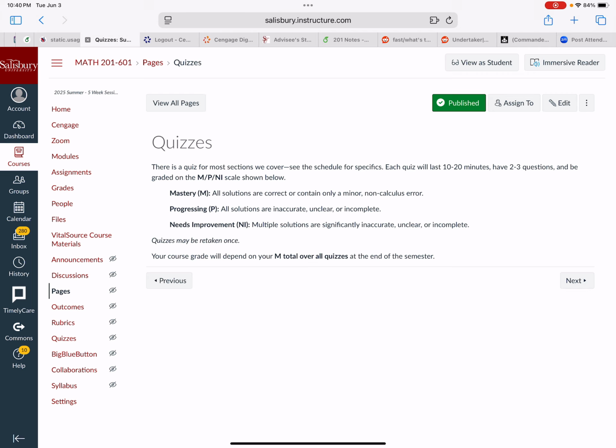Very high standard, right? Because the only way to improve your grade is to get a mastery on a quiz. However, if you don't master a quiz, then you can retake it.